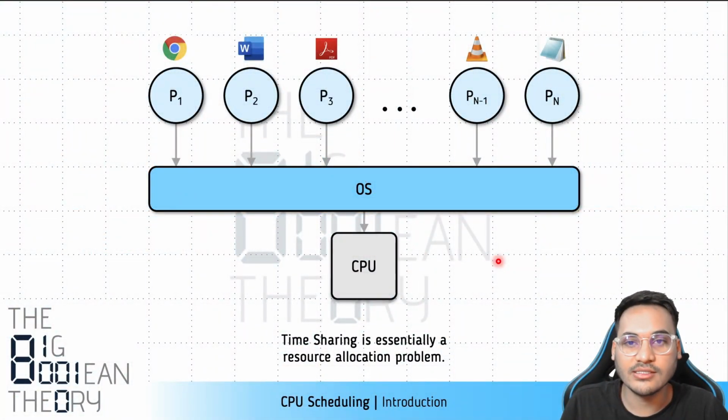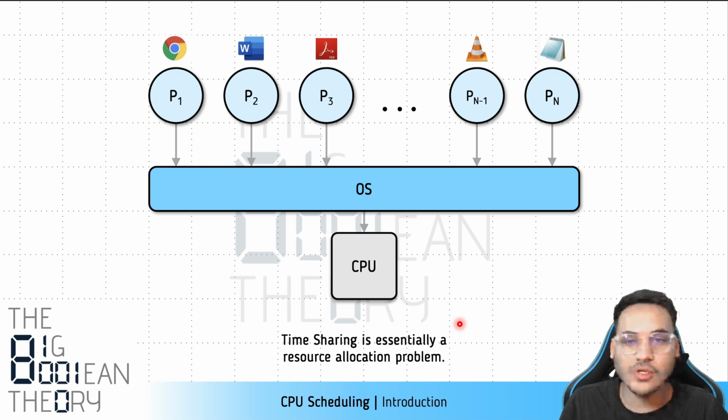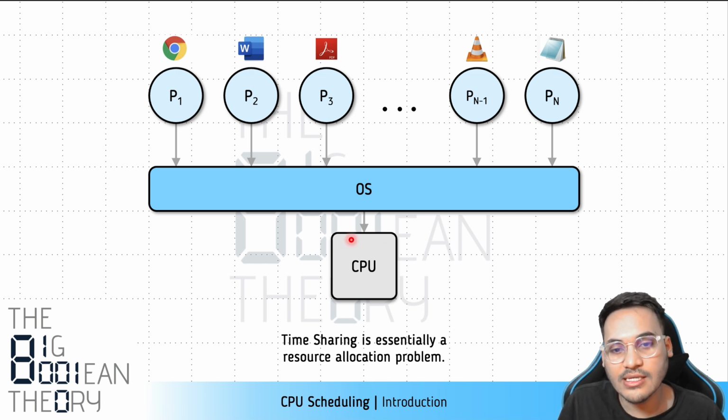So let us start the discussion. The very first fact that I want to start with is that time sharing is essentially a resource allocation problem, right? If you see this diagram for time sharing, which we have been seeing for quite some time, there is a hypothetical computer system that I have taken where there is a single CPU, right? And there are n number of processes that want to execute on the CPU.